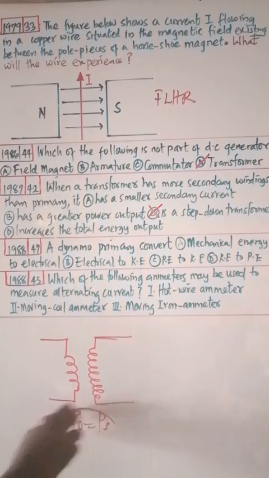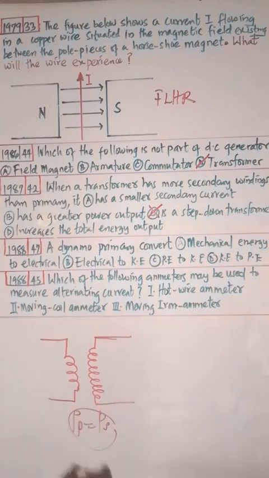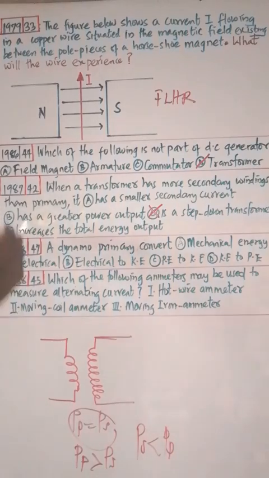The primary power equals secondary power. That's for the ideal case. For every other case, the primary power will always be greater than secondary. So the secondary will be less than the primary. So it cannot have a greater power. B is wrong.